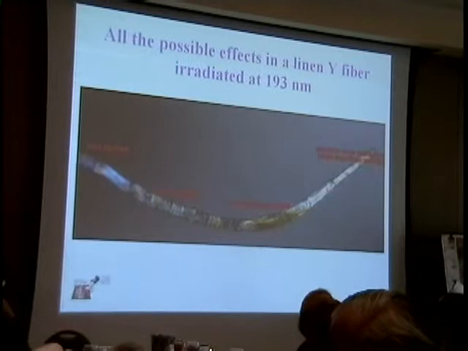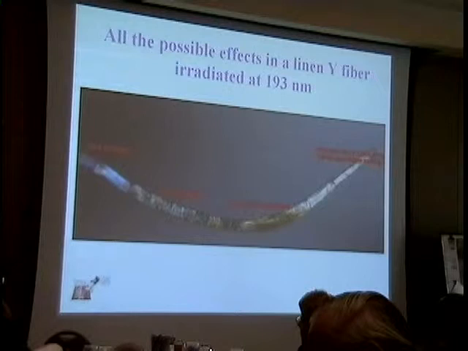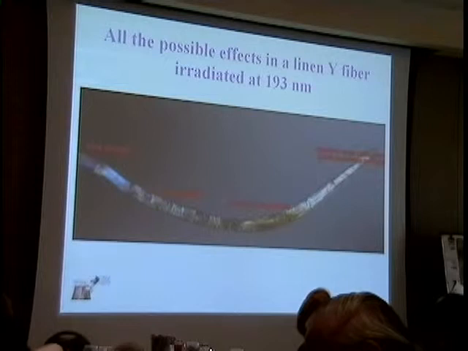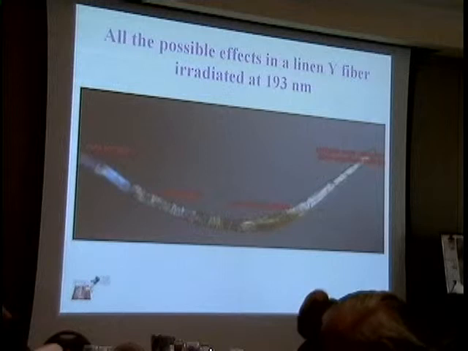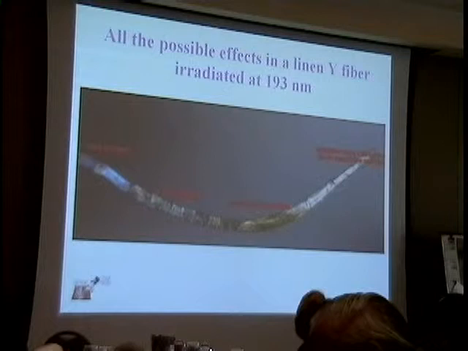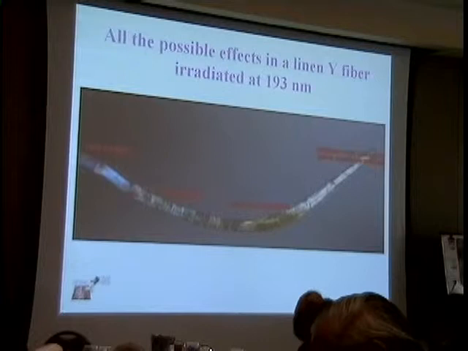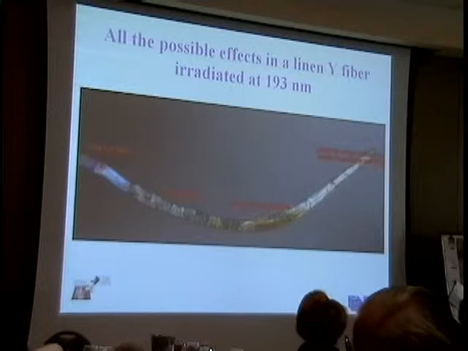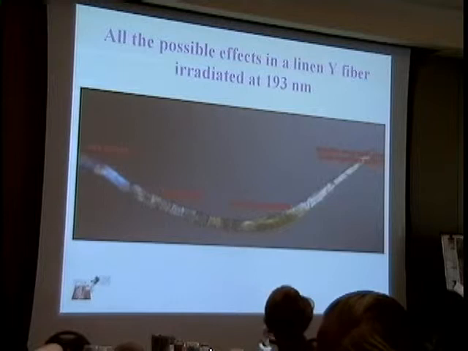Here is the same effect on a much shorter scale. This is a fiber of linen, and you see here we have a region with heavy ablation, another region with ablation, then there is a coloration, surface coloration, and then there are some kink bands that are evidenced only in cross-polarization, and are, of course, not visible for normal illumination. And finally, there is the not affected zone.